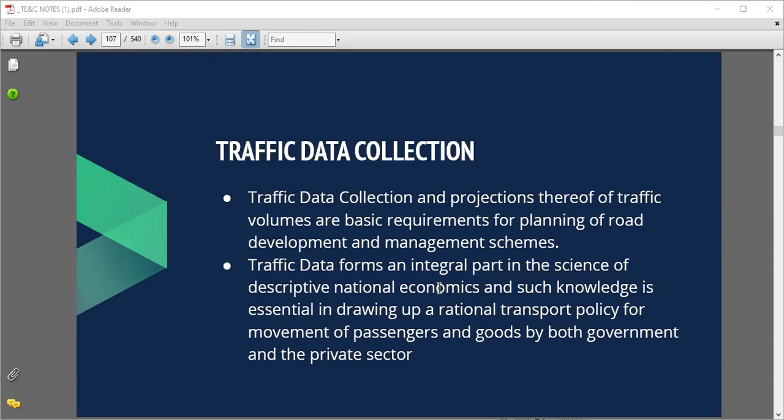Traffic data forms an integral part of the science of descriptive national economics, and such knowledge is essential in drawing up a rational transport policy for the movement of passengers and goods by both government and private sectors. That is a very important part here, about private as well as government policies.